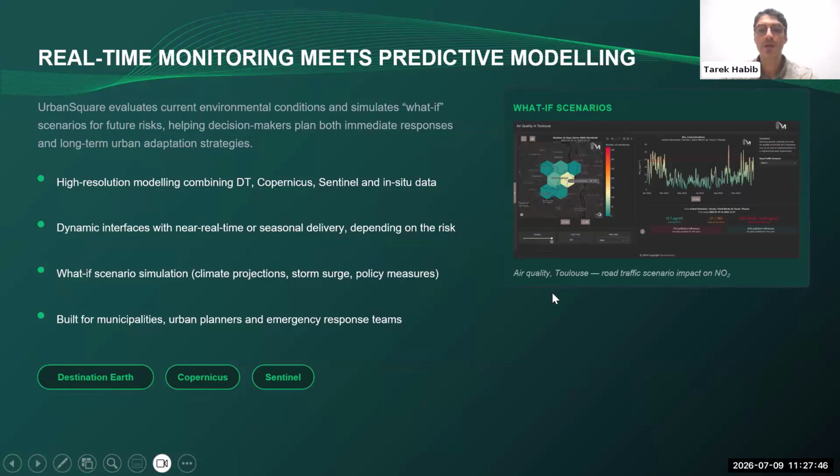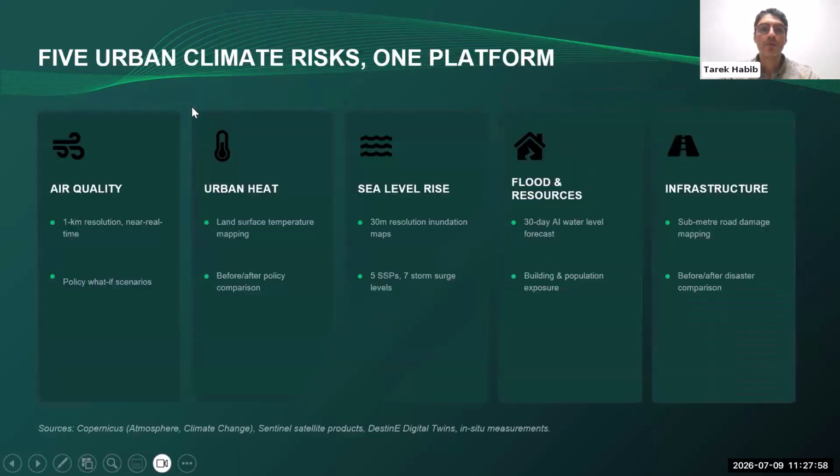What-if scenarios, quite a rich set of what-if scenarios. It's built for municipalities, urban planners, and emergency response teams. The five verticals that Urban Square addresses are air quality. So first, 1 kilometer resolution, near real-time monitoring of air quality on the area of interest.